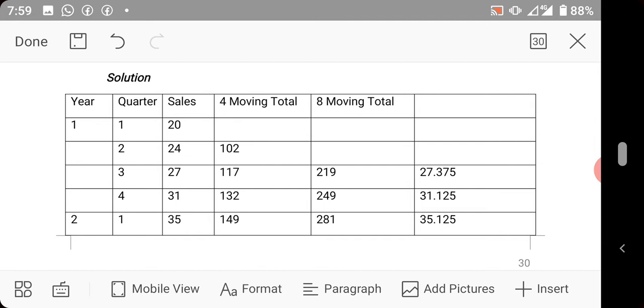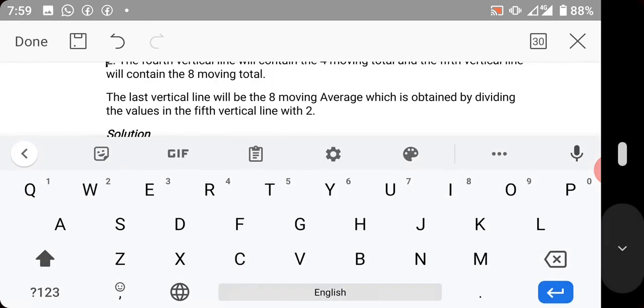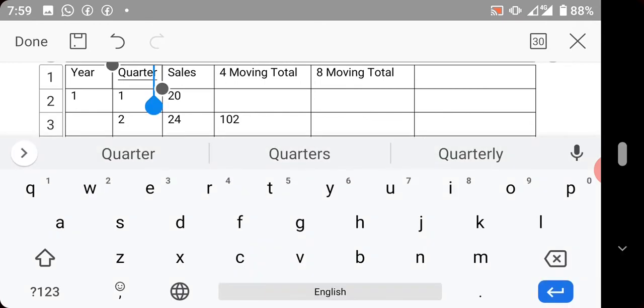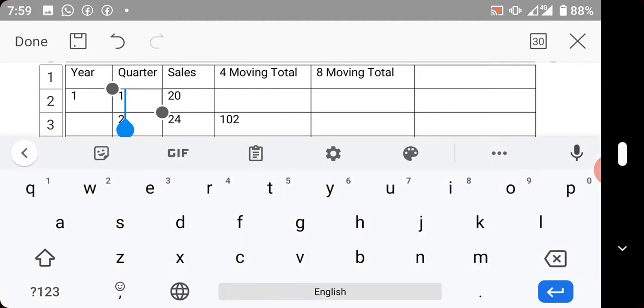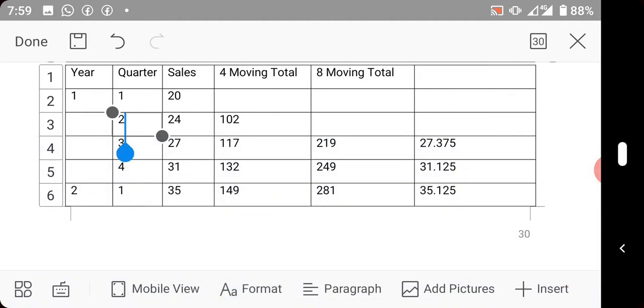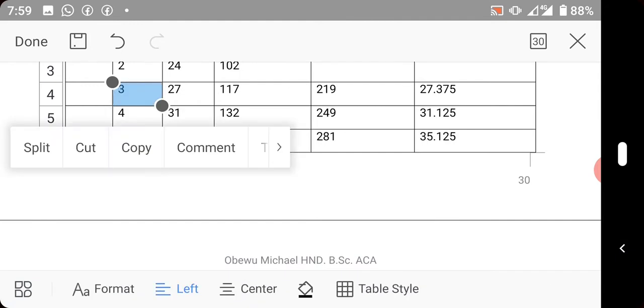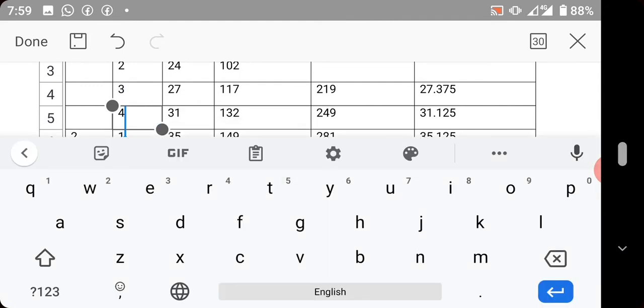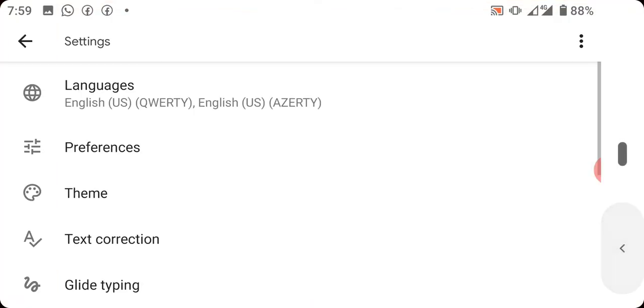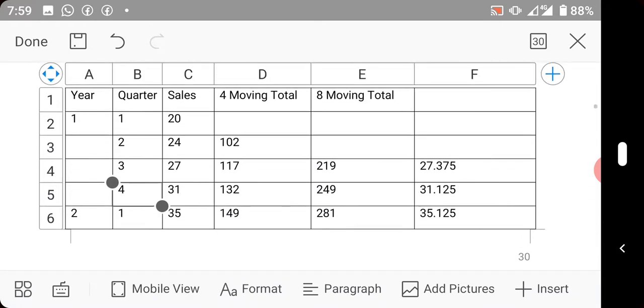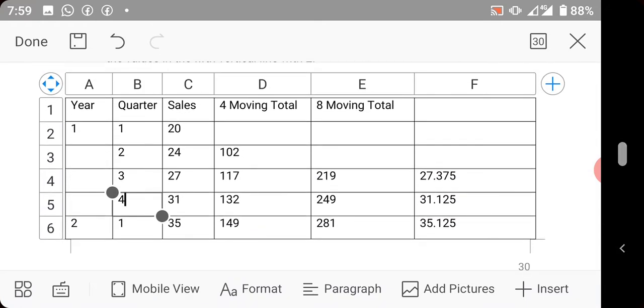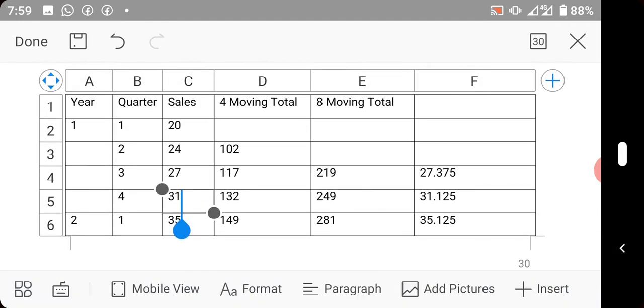Year 1, you now have, this is the year, this is the quarter, this is the sales. So in year 1, quarter 1, quarter 2, quarter 3, quarter 4. Hope you can see it. Good. Now with their respective sales, which you will pick from the question. These are their respective sales in that order. You can see it. So now they ask us to get the 4 moving total and the 4 moving average.